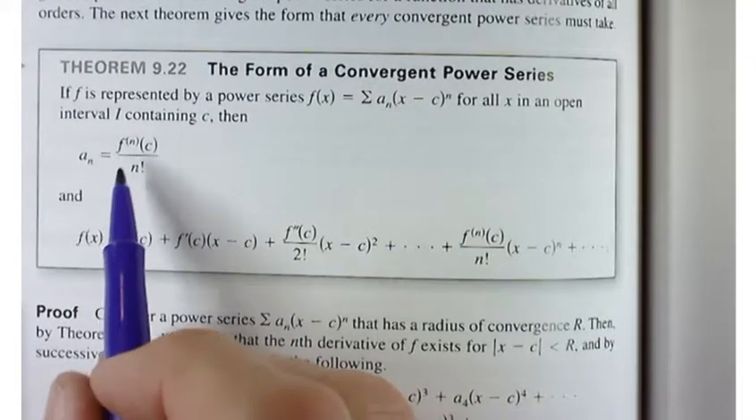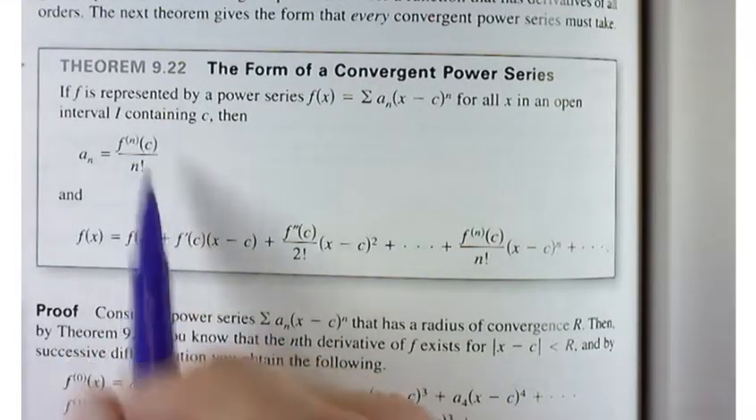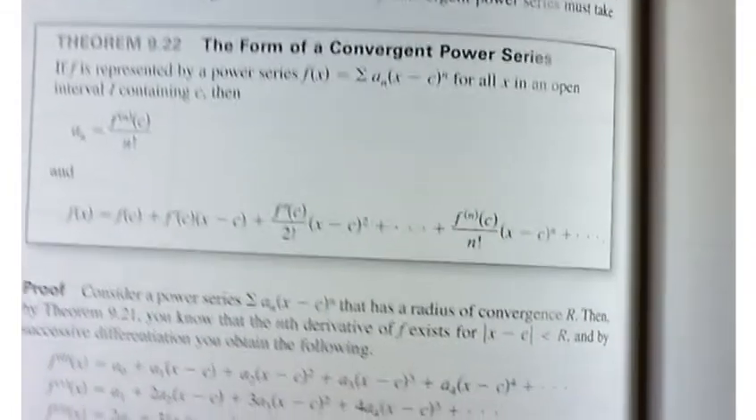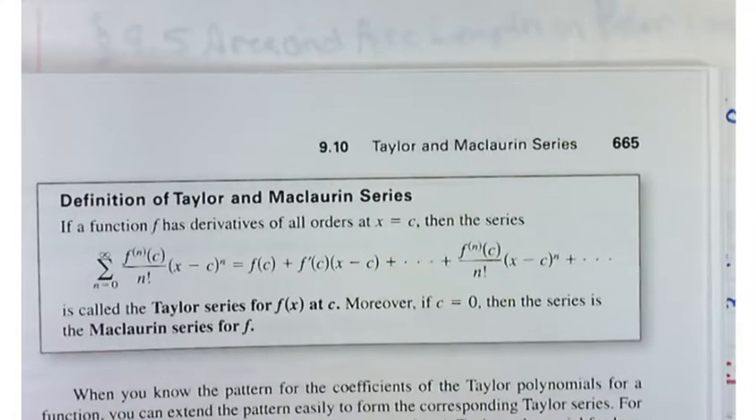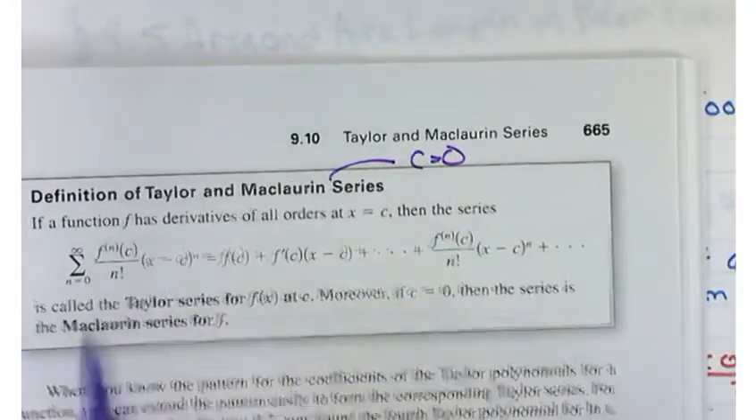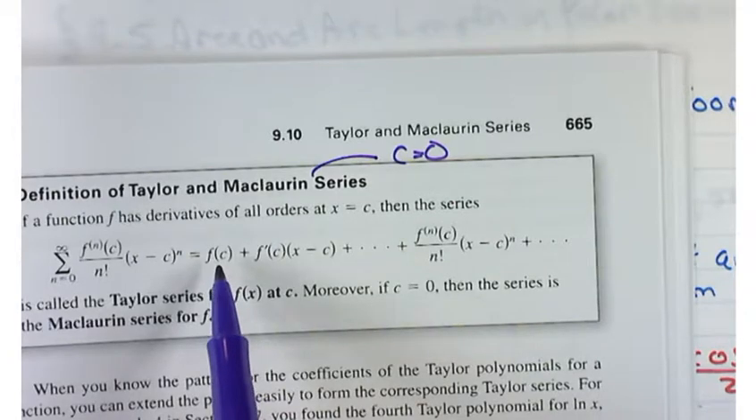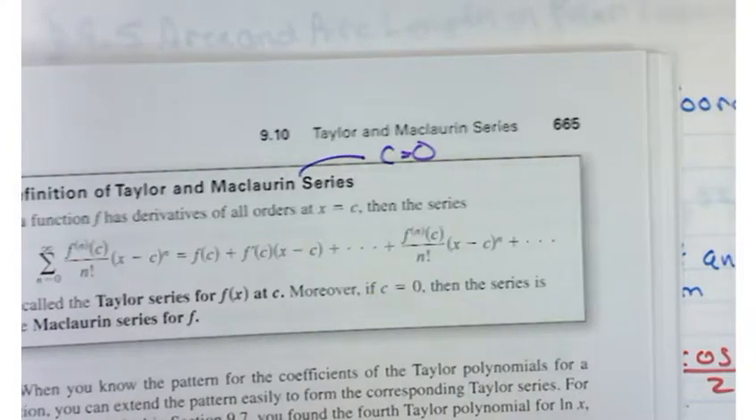So these a sub n's are going to be the value of the derivative at C, at our center. Or you can look at it over here for the definition of the Taylor and Maclaurin series. Maclaurin series, of course, is just C equals 0. But there it is. So we need to recalculate these things because the value of our derivative at 1 is not just going to be 1. It's going to be something else.